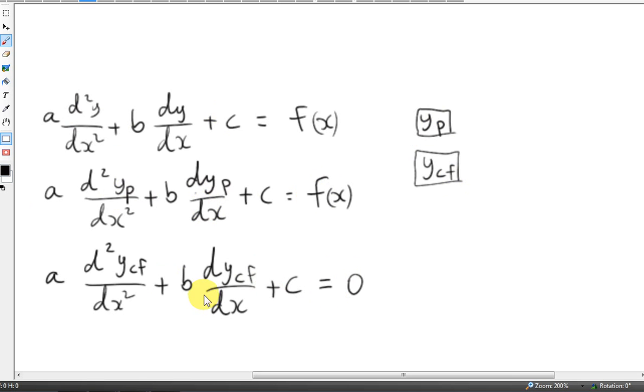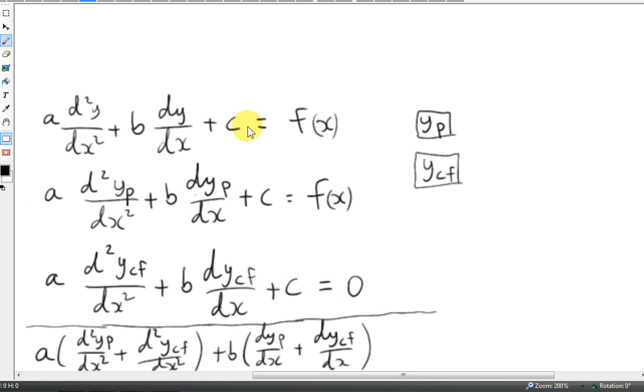Next thing we do is just add these together. So we add the left hand sides together and then we add the right hand sides. I've left out the y here. So in this second equation here we have y sub p. That's the particular solution of this differential equation. So if we plug yp into the left hand side, we have to get the right hand side. Now ycf is a solution of the corresponding homogeneous differential equation. We get 0 on the right hand side.